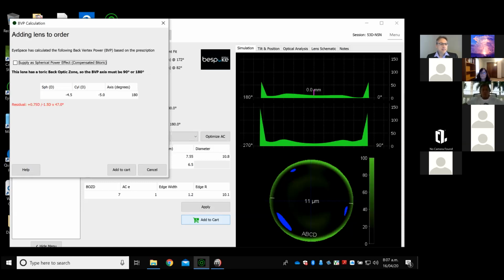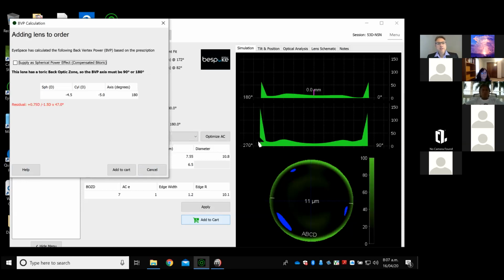So I'm just looking at some of the questions coming through at this point. Is it a set percentage of HVID? Yes, the lens design is based as a percentage of the HVID. So as the cornea goes larger, the lens as a percentage will go larger as well.